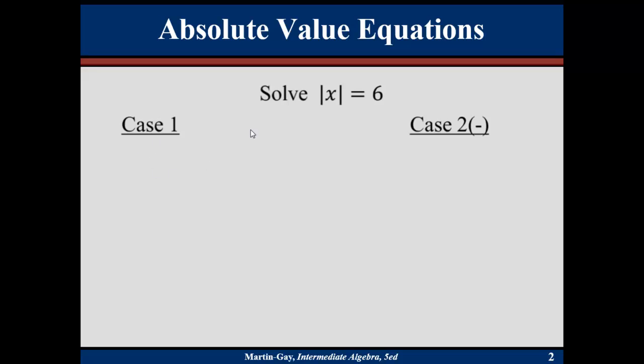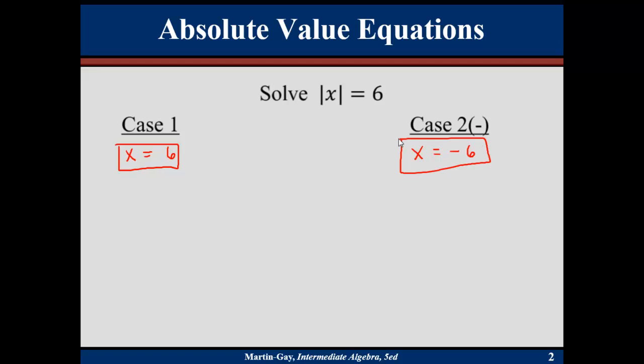Case 1, we just drop the absolute value symbols off and solve the equation. In this case, the equation is already solved, x equals 6. That would be one of our answers. Case 2, remember, if we take the absolute value of a negative 6, we would also get 6. So case 2, I call my negative case. Again, we drop the absolute value symbols off, but on whatever number is on the right-hand side of the equal sign, we will change the sign of it. So we'll make it negative in this case. So my answers would be 6 and negative 6.